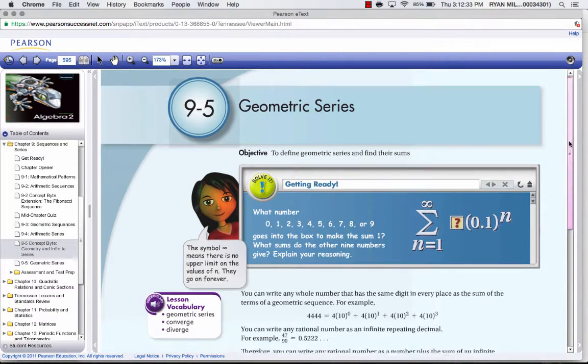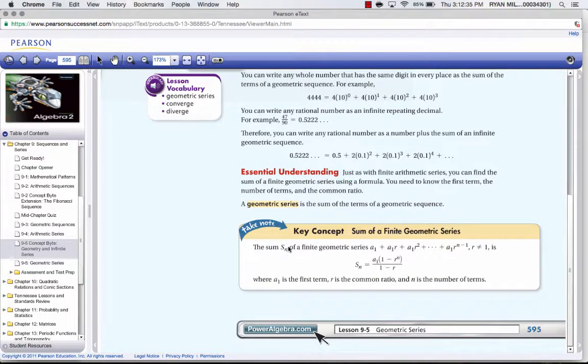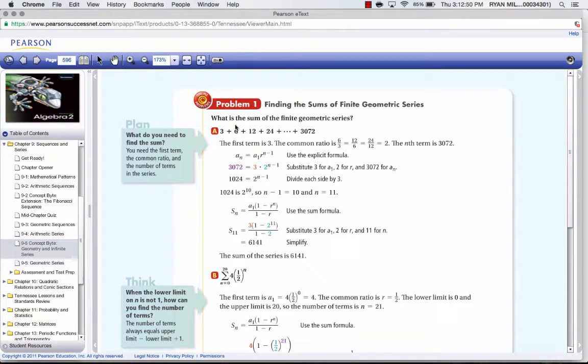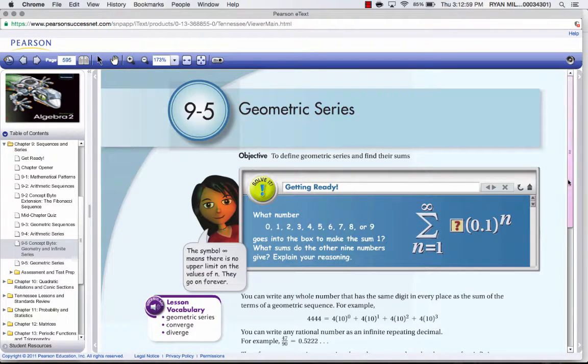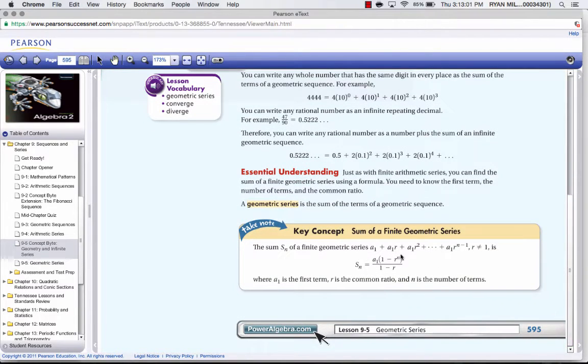All right, geometric series. So here's the sum of a finite geometric series. S sub n equals the first term times 1 minus the ratio to the nth term, or the n, over 1 minus r. Okay, so what is the sum of this geometric series? So let's look at this example. It's a finite geometric series. Let's see what this title said back here. Yeah, so we should see them use this formula.